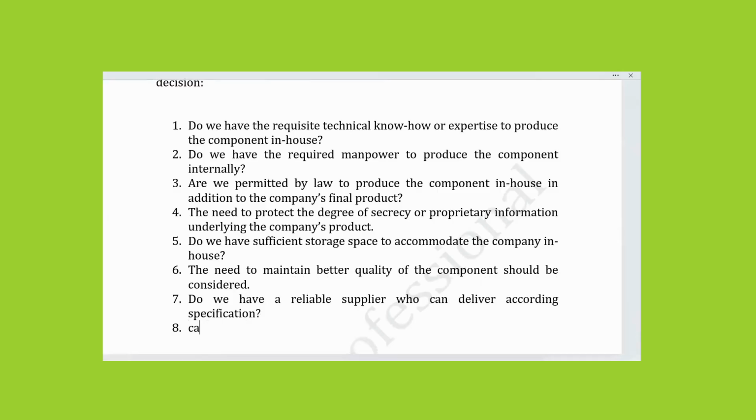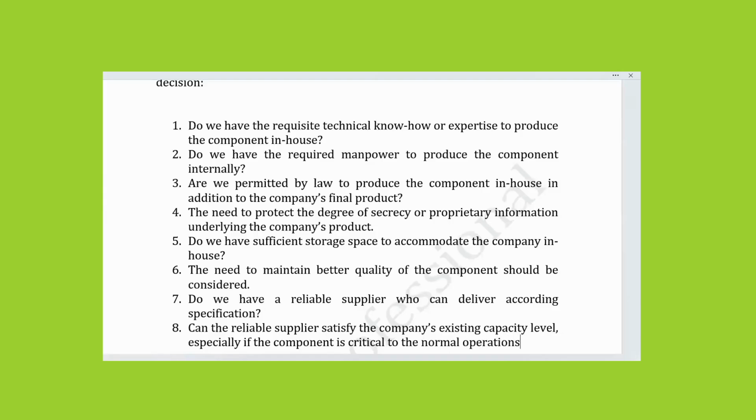The next one is that, even though we have a reliable supplier, can the reliable supplier satisfy the company's existing capacity level, especially if the components are critical to the company's normal operation, all right, so there cannot be any delay.